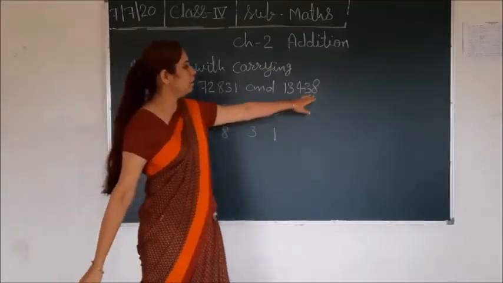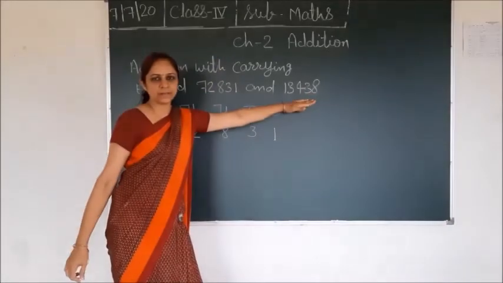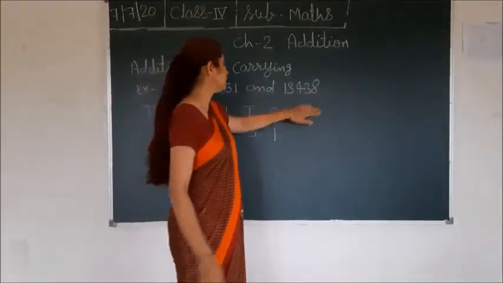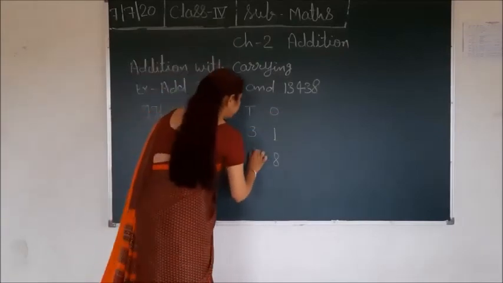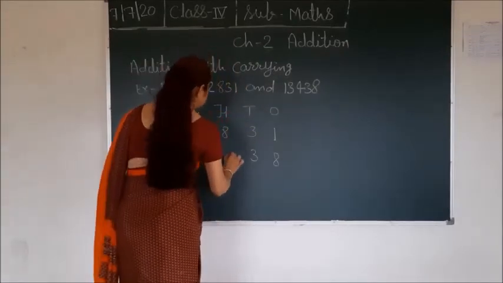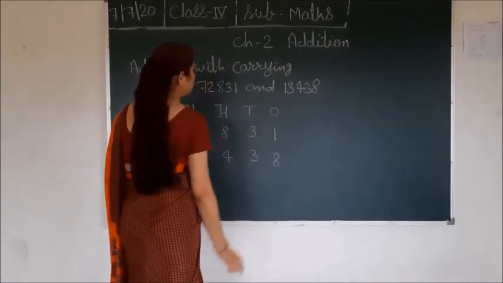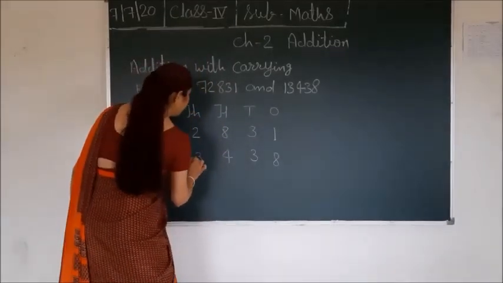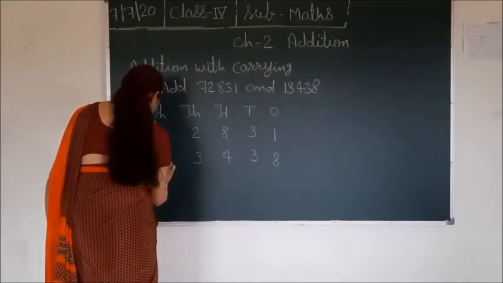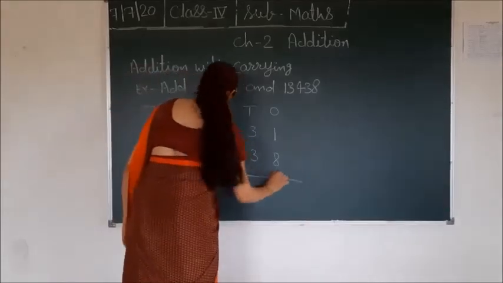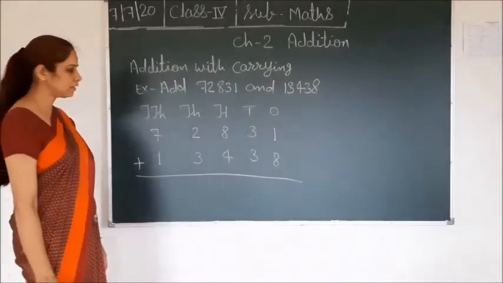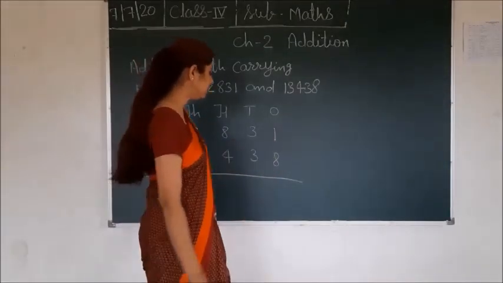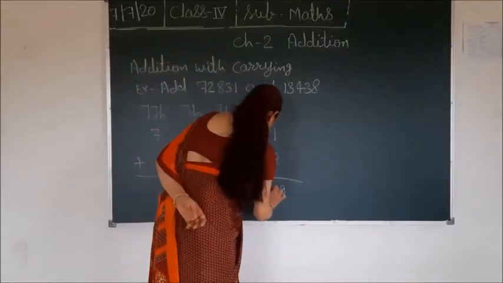Now we write this number. Place of ones is 8. Place of tens is 3. Place of 100 is 4. Place of 1,000 is 3 and place of 10,000 is 1. Plus. Okay, now plus it. 8 plus 1, 9.